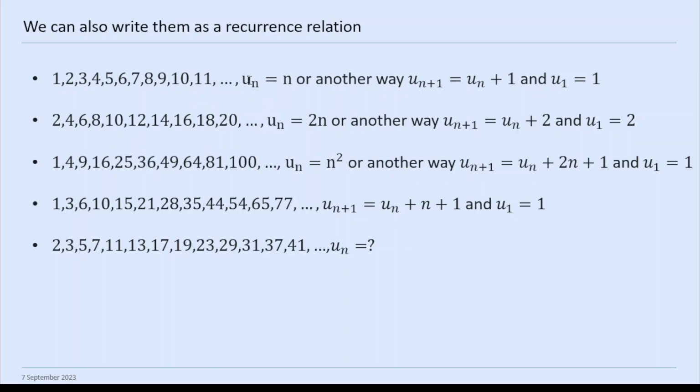We can also write things as a recurrence relation. So in the case of the counting numbers, the term n plus 1 is just the previous term plus 1. Every counting number is just one bigger than the one before it. So Un+1 equals Un plus 1. For the even numbers, every term is 2 bigger than the one before it. So Un+1 equals Un plus 2. For the square numbers, every term is the one before plus 2n plus 1. And we set U1 equal to 1.